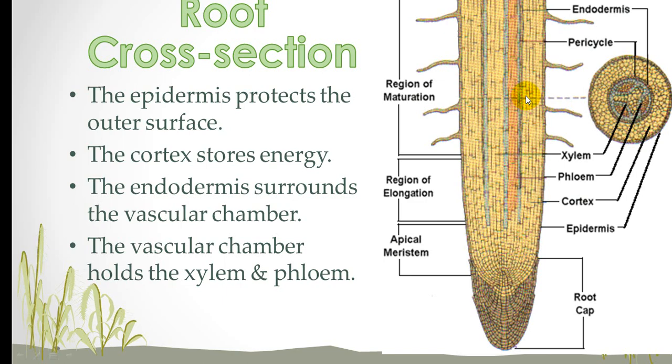Endodermis, do you see that on there? So our epidermis, our endodermis right in here at the top, is going to surround the vascular chamber. Remember what the vascular chamber is. That's going to be our xylem and phloem, and our vascular chamber holds that right there. And you can see it on this cross section. This is obviously, I can tell by the root, a dicot because of the way that the vascular chambers are arranged.